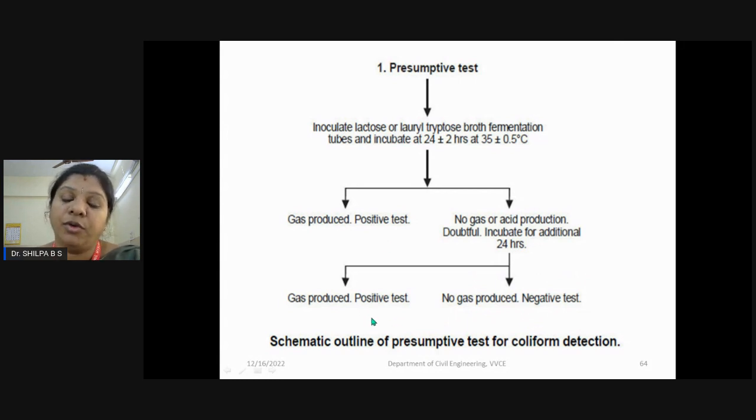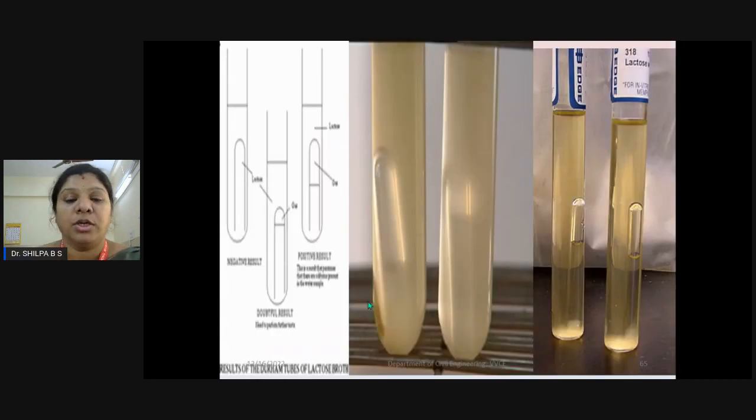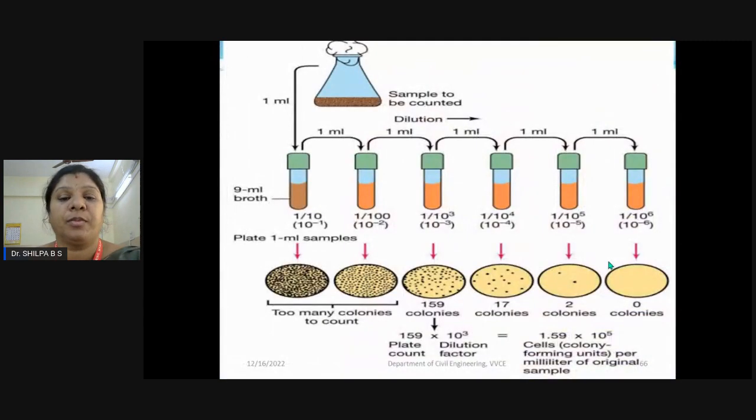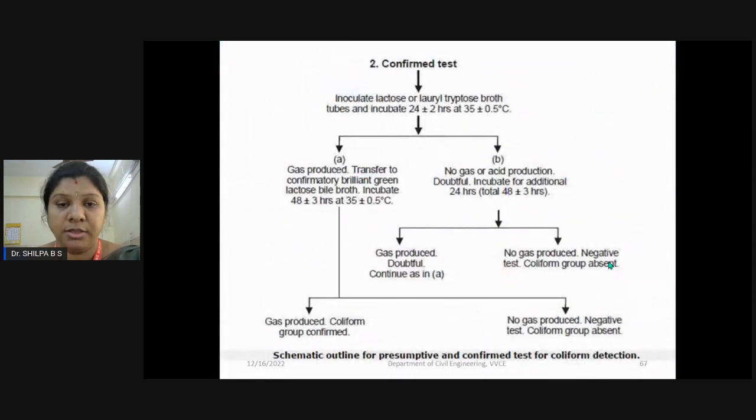Again, if we find that gas is formed, then we will consider that as the positive test. Okay, this is how the presumptive test tubes will look, with bubble formation within the Durham's tube of the test tube. If we get a bubble like this, then we will consider that as positive. This is the schematic showing the serial dilutions that we will be taking in this test.